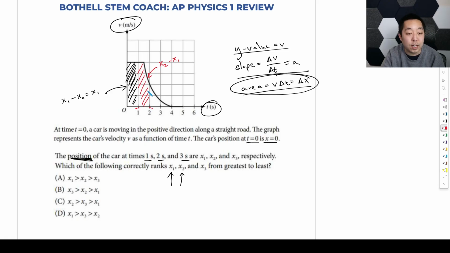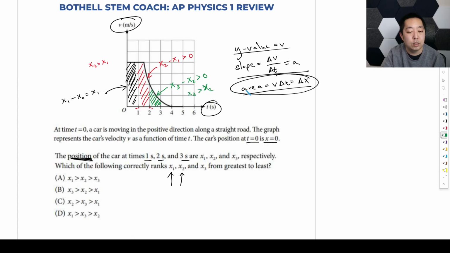Now that's positive area, so that means x2, it's moved further to the right compared to x1. So x2 is definitely greater than x1 because this area is positive. And then last here, the area from 2 to 3, that area is the displacement. That is literally x3 minus x2, position at 3 minus position at 2. That is greater than 0 because that area is above the x-axis. It's positive area. So that means x3 is greater than x2.